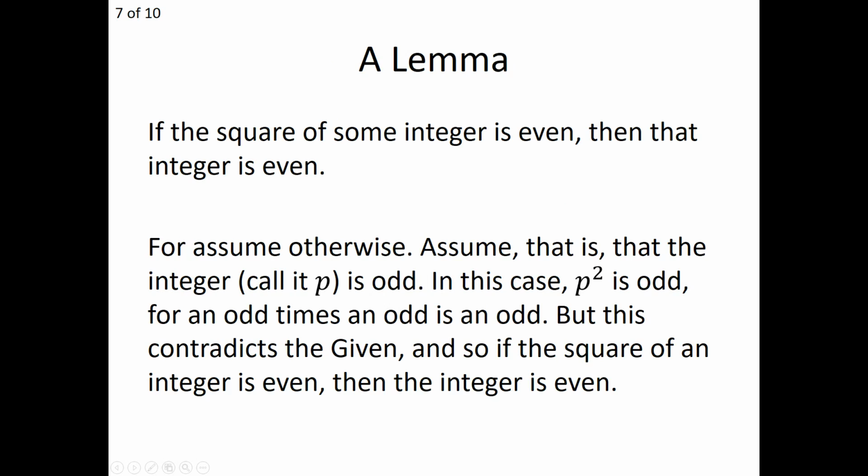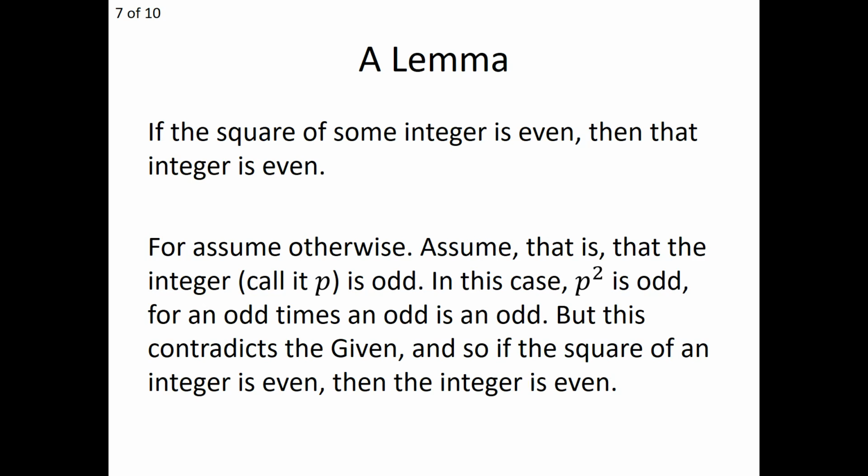Now on to our lemma. Remember, a lemma is a helper theorem. Here's a conditional that we want to prove before we move on into our assumption and reduction in Pythagoras' theorem. If the square of some integer is even, then that integer is even. Think about that. Let's give an integer, let's call it p. If p squared is even, then p also has to be even.